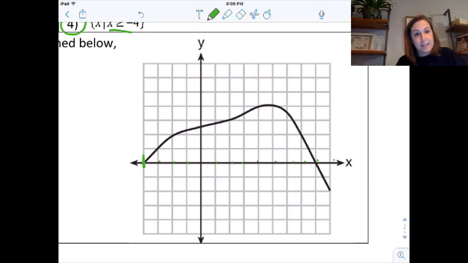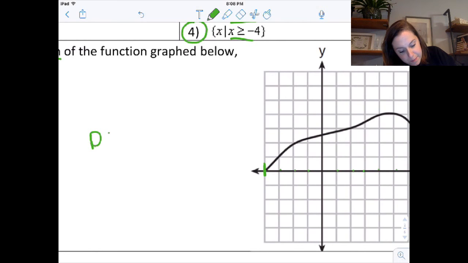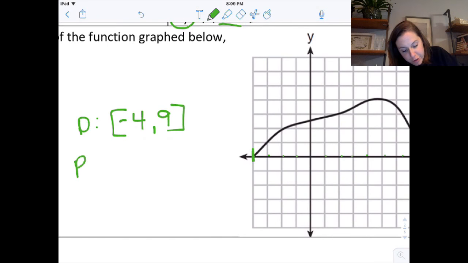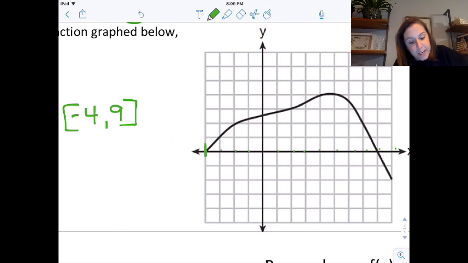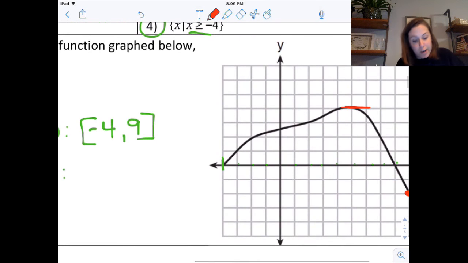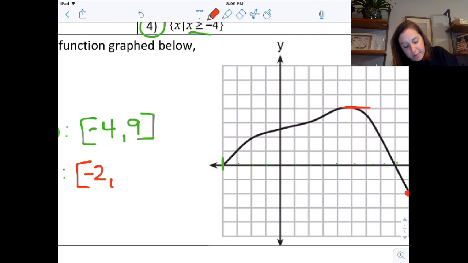Brackets in both places because we have closed circles, right? Closed endpoints. Now let's look at our range. So our range, we're going to go from bottom to top instead of left to right. My lowest y value is right here, that's at -2. My highest y value is up there, and that's at 4. So my range is from -2 to 4. And again, I don't see any open endpoints, so I'm going to leave those with brackets.